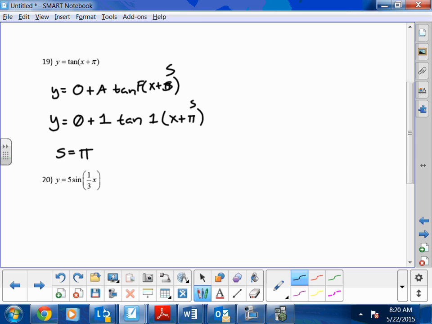Our frequency, remember with tangent, the period is going to be found by pi divided by f. So it's going to be pi divided by 1. I'm sorry, my period is pi divided by f, which means that we'll have pi divided by 1, so we'll have pi.